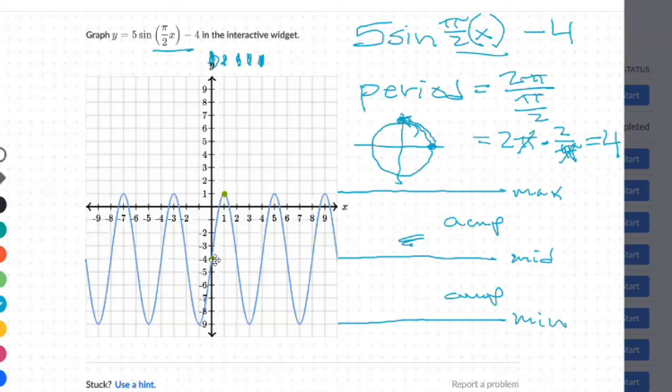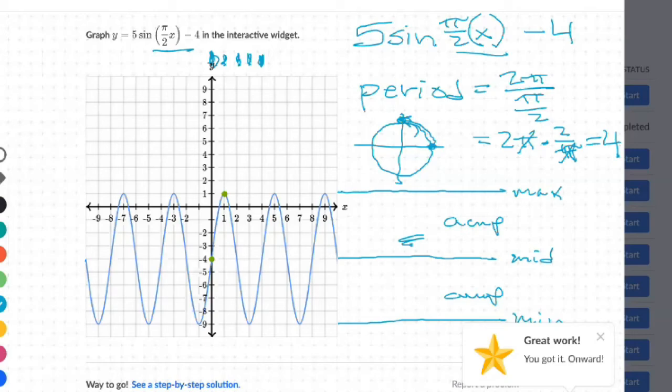My midline is at -4. My amplitude, 1, 2, 3, 4, 5. And so then I should be able to check that and got it right. The only difference between sine and cosine is that sine starts at 0 and cosine starts at 1. Or another way to think of it is sine starts on the midline, cosine starts on its maximum. Okay, so sine starts at the midline, cosine starts at the maximum.